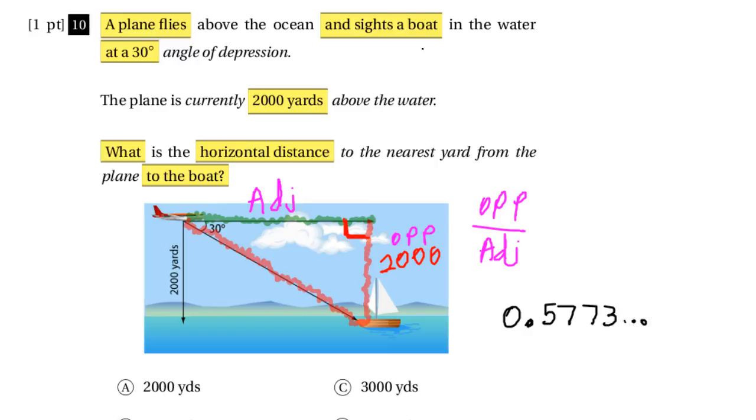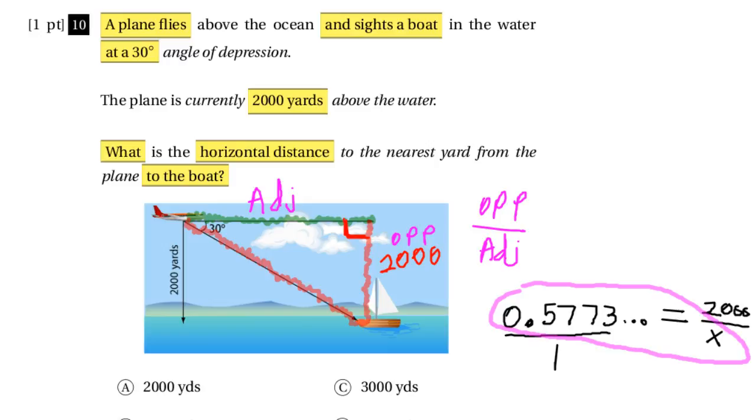But what I can do here is I can say that is going to be equal to the opposite over adjacent, and the opposite is 2,000 over, we don't know what the adjacent is. Taking a look at solving the equation that we have now, I can take this 0.5773 and put it over 1. From here, it's just a matter of cross-multiplying, so I can see that the 0.5773 is going to get multiplied by x, and the 2,000 is going to get multiplied by 1. That's going to give you an equation that you then would just need to solve for x.